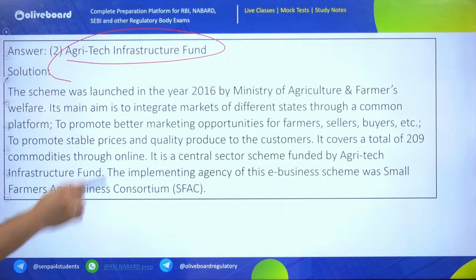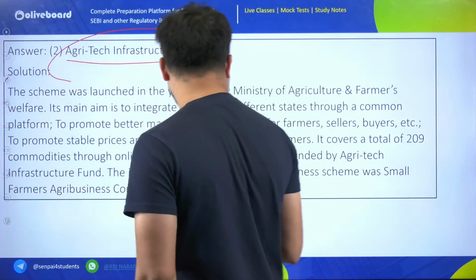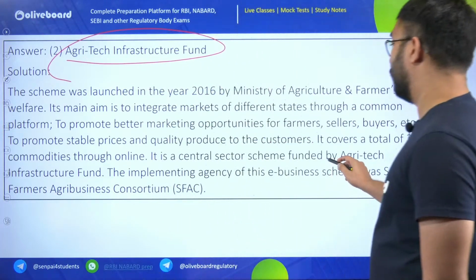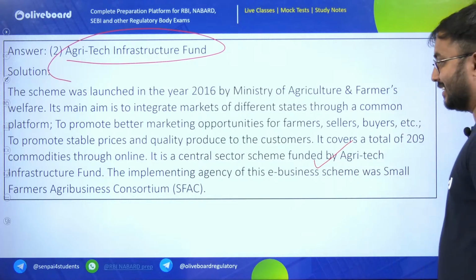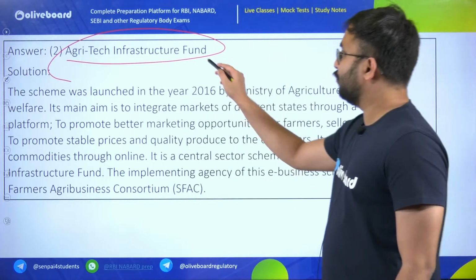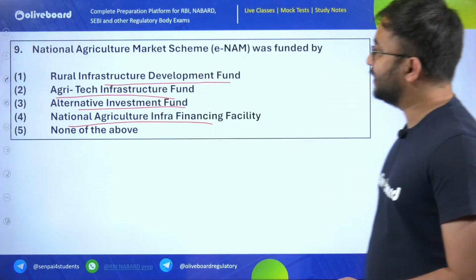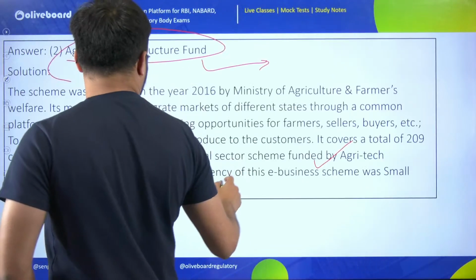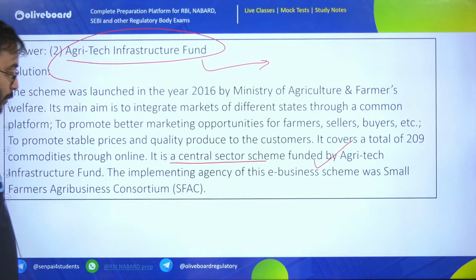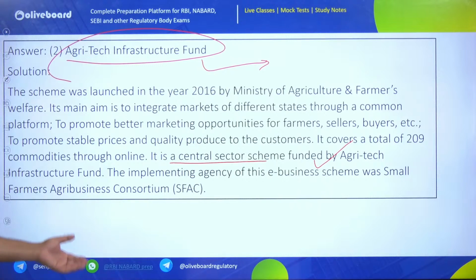Okay. Now Agri-Tech Infra Fund, this was overall a fund which supported which scheme? eNAM scheme, which was a central sector scheme. The implementation agency for this was Small Farmers Agri-Business Consortium, that is SFAC.